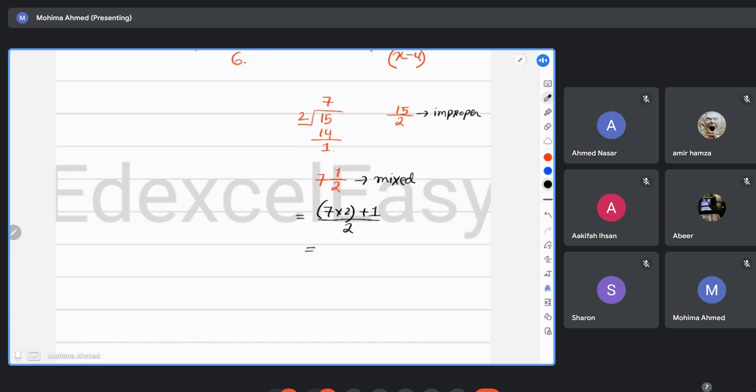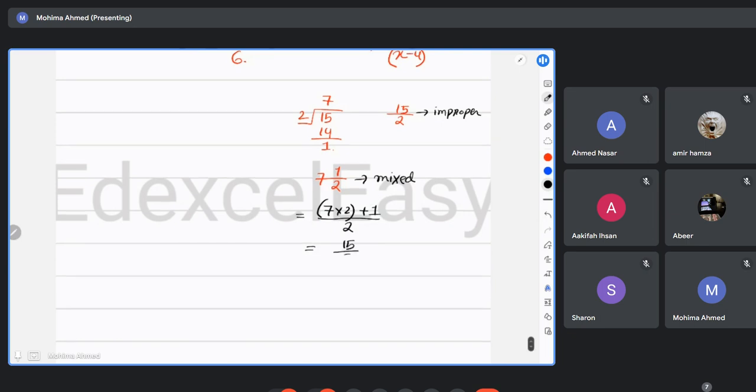7 into 2 gives you 14. 14 plus 1 is 15 over 2. So see, writing this will give you the original improper fraction. But if I write this in the reversed way, 2 divided by 1 multiplied with 7, that will not give you that original fraction, 15 over 2. It is going to be 1 into 7 plus 2 divided by 1. It is going to be what? 9 by 1. Are they the same now?